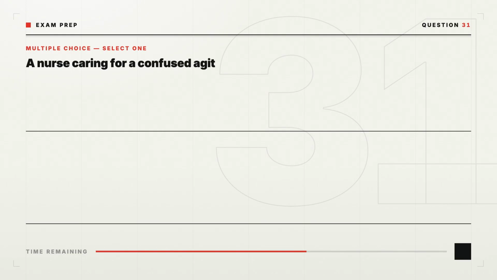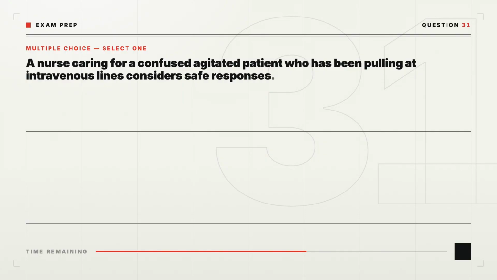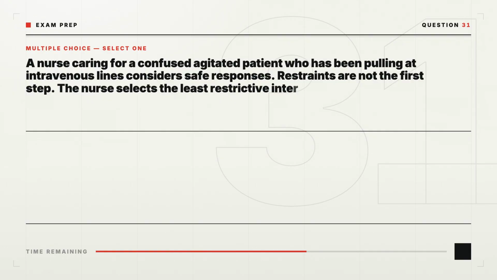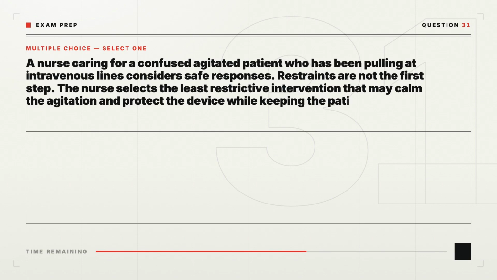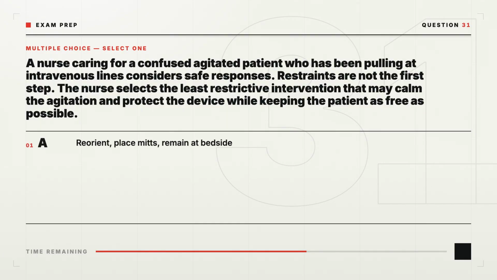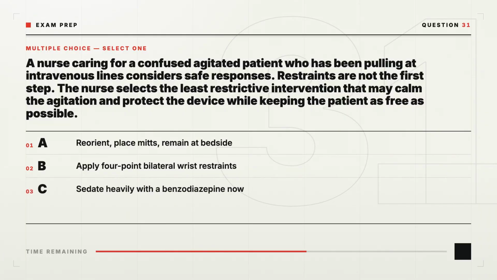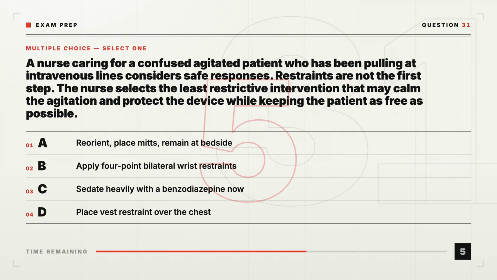Question 31. A nurse caring for a confused, agitated patient who has been pulling at intravenous lines considers safe responses. Restraints are not the first step. The nurse selects the least restrictive intervention that may calm the agitation and protect the device while keeping the patient as free as possible. Your options are: A. Reorient, place mitts, remain at bedside. B. Apply 4-point bilateral wrist restraints. C. Sedate heavily with a benzodiazepine now. D. Place vest restraint over the chest. Don't overthink it. Which one feels right?